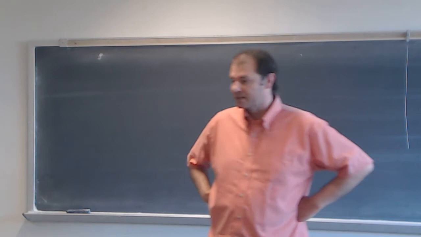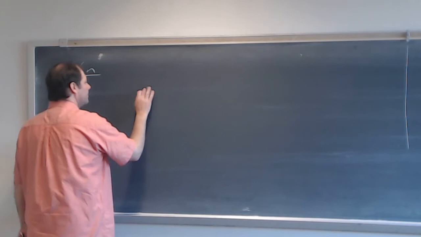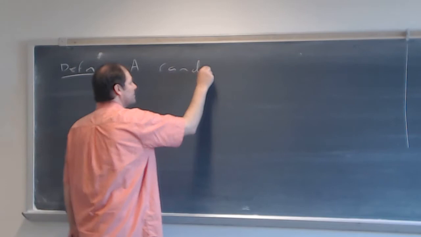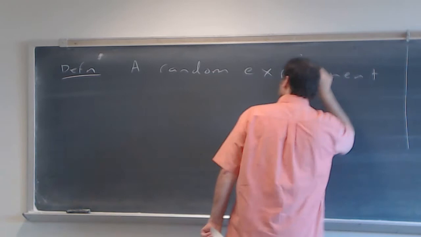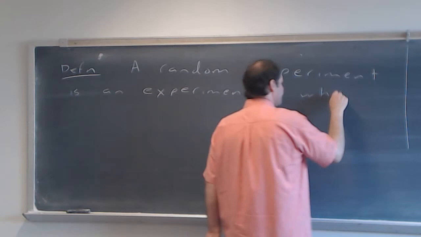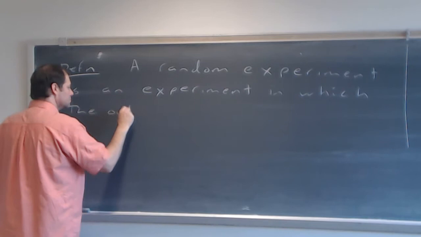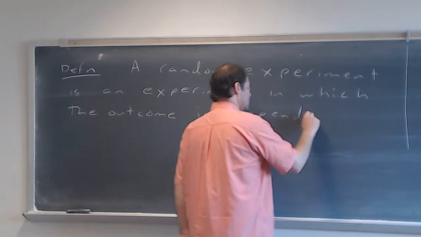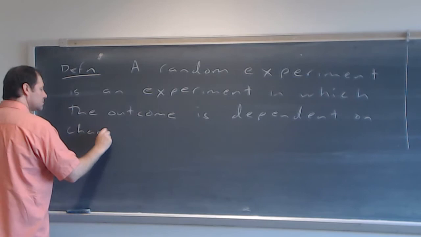First thing I want to do is give a definition. We're going to talk about a random experiment. So what is a random experiment? A random experiment is an experiment in which the outcome is dependent on chance. The outcome is not fixed.